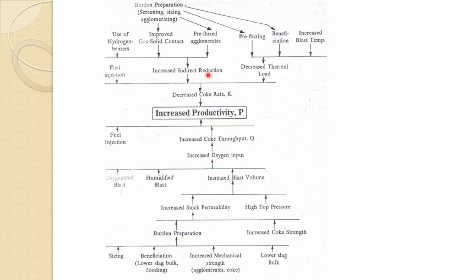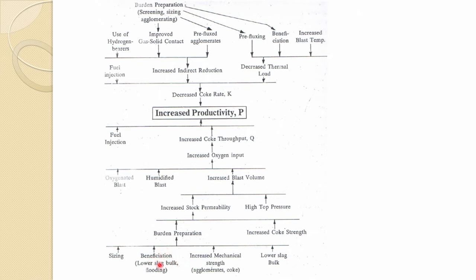On the other end, it is about the Q factor, which is coke throughput, which we said. If we can increase Q, naturally our productivity increases. And how is Q affected by other parameters? One, sizing, beneficiation, mechanical strength, lower slag. Of course, sizing is very important, and beneficiation is also important. If you take care at this stage, you can reduce slag volume, so you do not have to put in that much silica or lime.